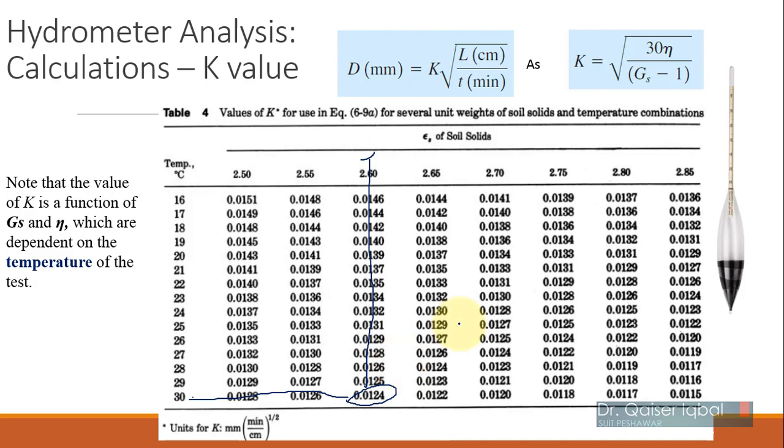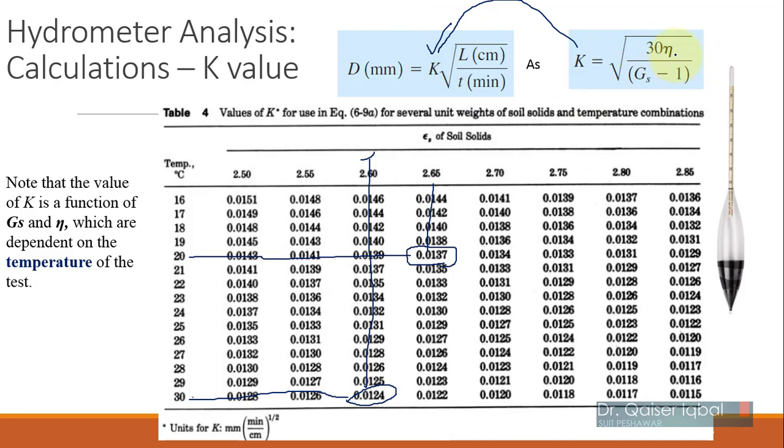For example, if you are doing the test in winter and the temperature is 20 and the specific gravity is 2.65, your k value will be equal to 0.0137 in this case. So very easy to determine the value of k in this equation. So k is done. This is how you determine k.